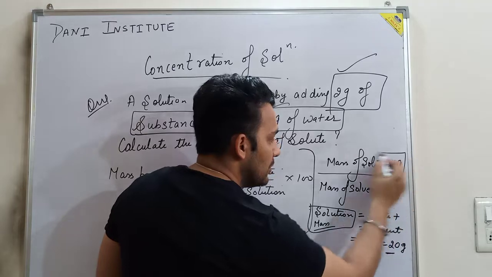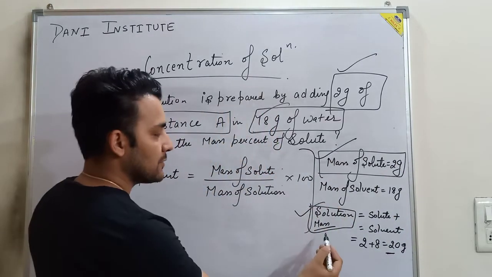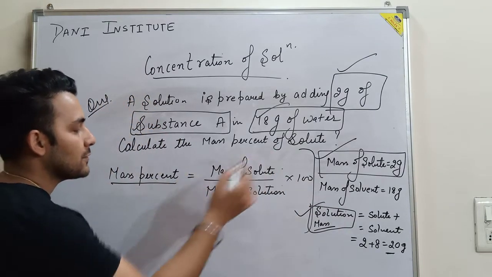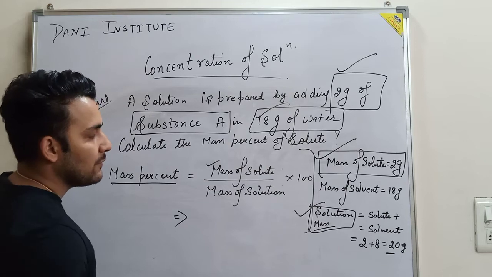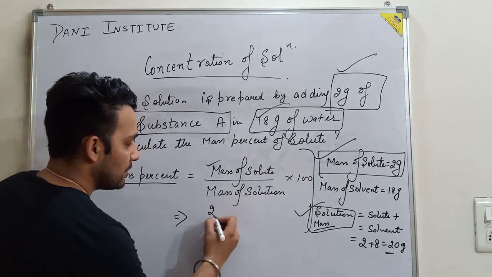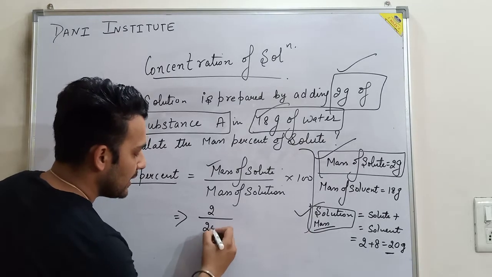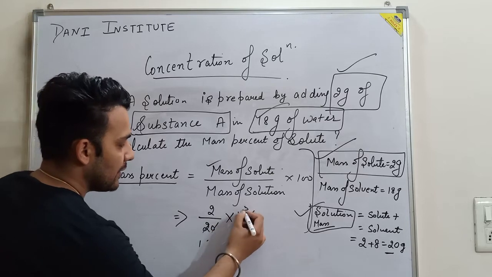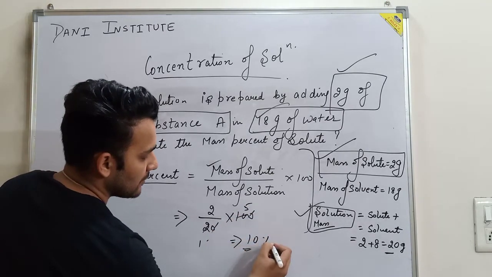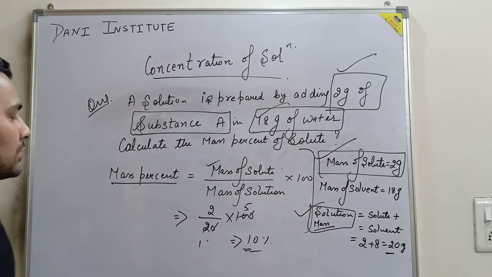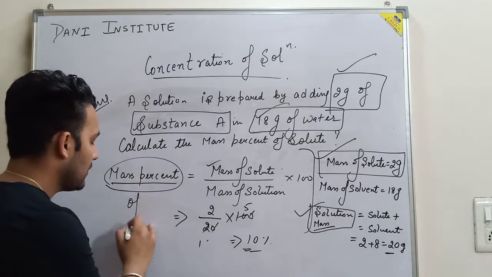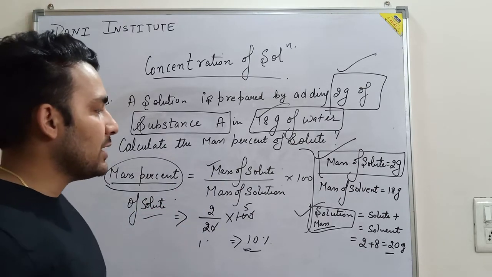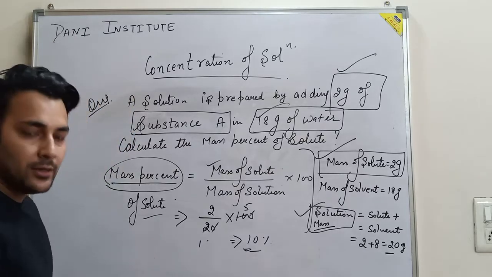We are having mass of solute. Now put both the values, mass of solution and mass of solute, in the formula to find the mass percent of solute. How much solute is here? 2 gram. How much solution is here? We have found 20, multiplied by 100. Now zeros are cancelled, and that is your 10%. So this is the mass percent of solute. By this formula we can find the mass percent of a solute.